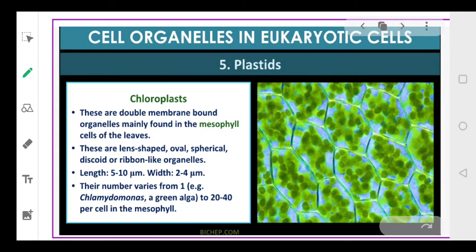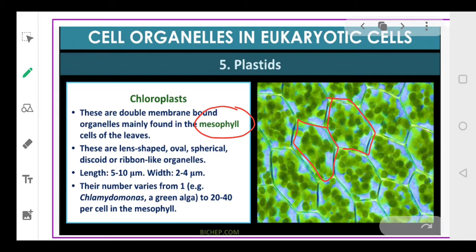Now let's discuss the chloroplast in detail. We know, dear students, that the chloroplast contains chlorophyll. This chloroplast, or the chlorophyll, is present in the leaves in special cells, and you can see they are mesophyll cells. As you can see in the picture, these are mesophyll cells. Okay, can you see the picture? These cells all are mesophyll cells.